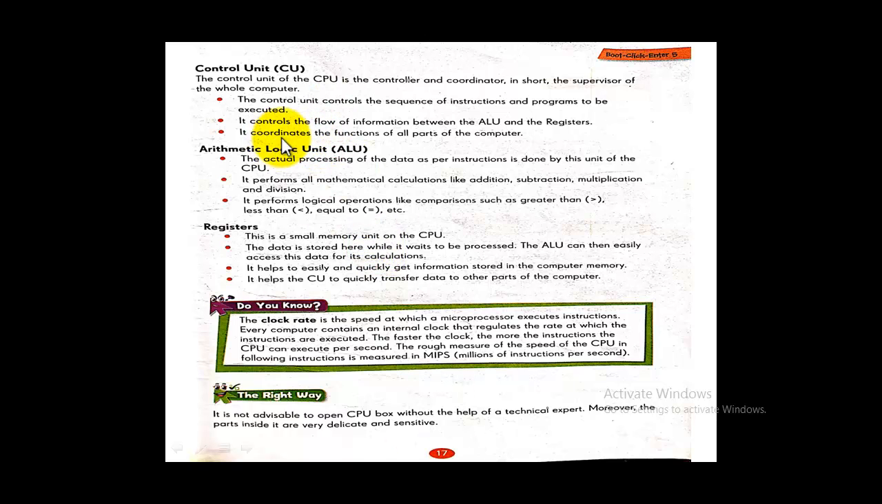Like a traffic police controlling the road, if the traffic police does not control, accidents may happen also. Similarly, in a computer, all the parts of the computer and the functions of all parts of the computer are controlled by the control unit.